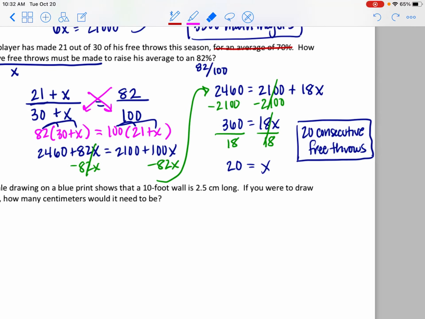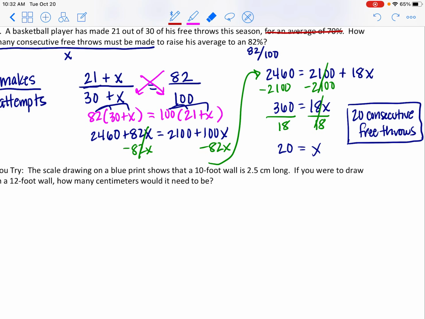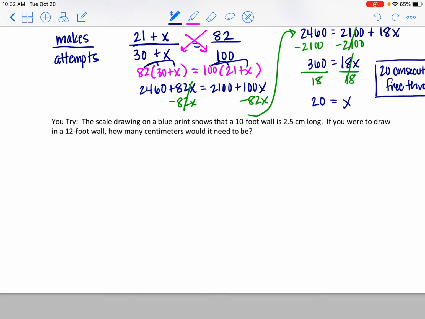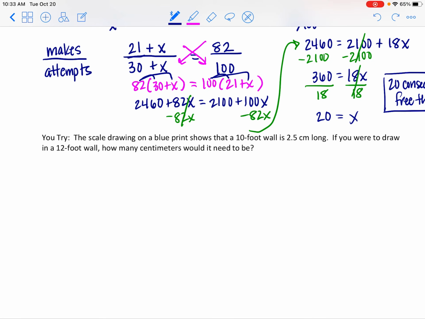Okay? So if you wanted to check, just make sure you've got a reasonable answer. Always a good idea. Let's look at this last one. And again, if you're feeling pretty good about this and you want to try it, I think this last one's pretty manageable. So feel free to pause. It says that the scale drawing on a blueprint shows that a 10-foot wall is 2.5 centimeters long. If you were to draw in a 12-foot wall, how many centimeters would it need to be?